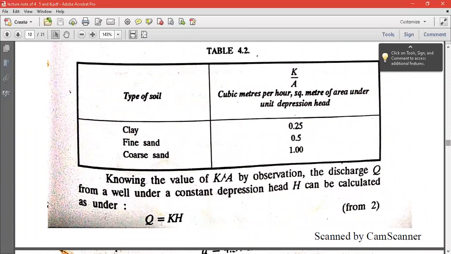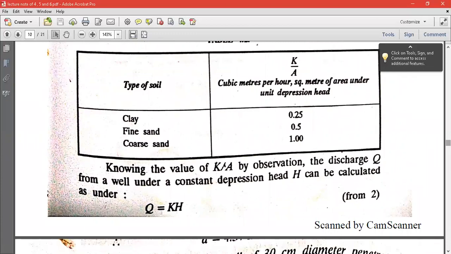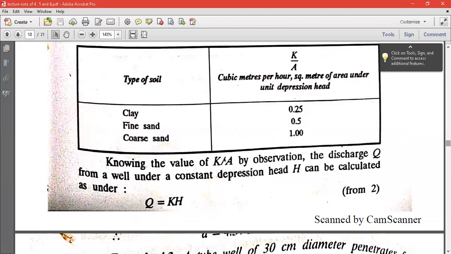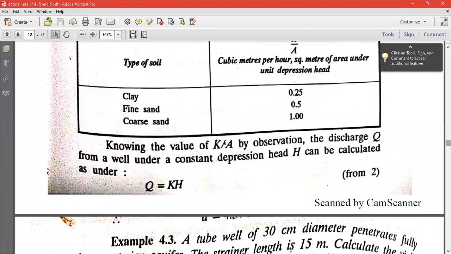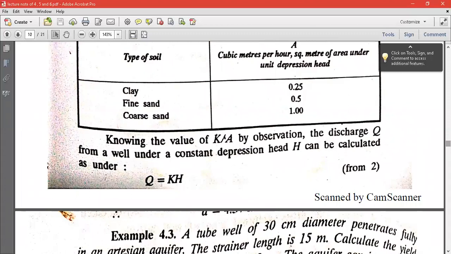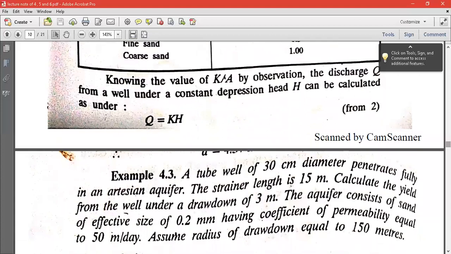So knowing the value of K by A by observation, from tabular values, or from a recuperation test, the discharge Q from the well under constant pressure head can be calculated, as we know that Q equal to KH. If K is known and H is known, then Q can be found out. So this is all I wanted to discuss about the discharge in the open well: the constant head pumping method and the recuperation method. These are the two basic methods we have followed for the discharge of an open well.